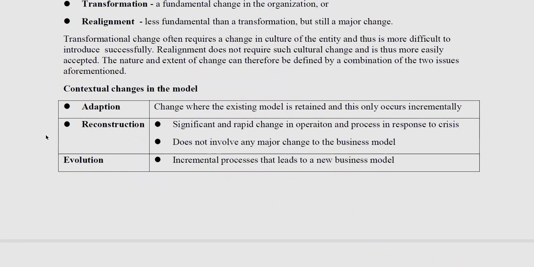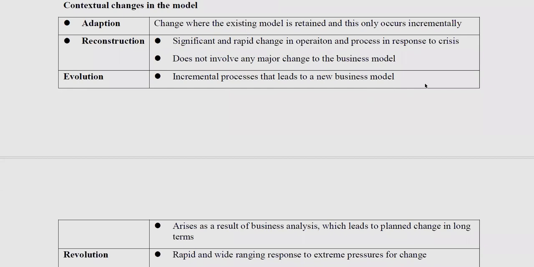Okay, so we have reconstruction, which means significant and rapid change in the operation and processes to respond to the crisis. And adaptation does not involve any major change, where the existing change model is adopted or retained, and this only occurs incrementally. Then we have evolution, which is incremental processes that lead toward a new business model. So we change slowly. That's why we call it evolution.